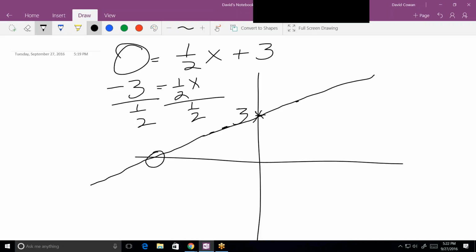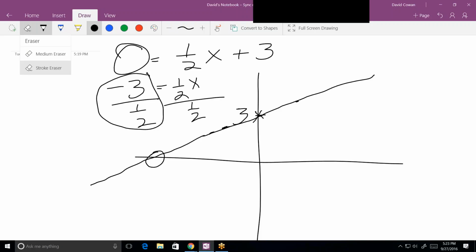Okay, what's this number? It's 3. No. How do we divide by fractions? We flip the fraction and we multiply. Oops, -6.